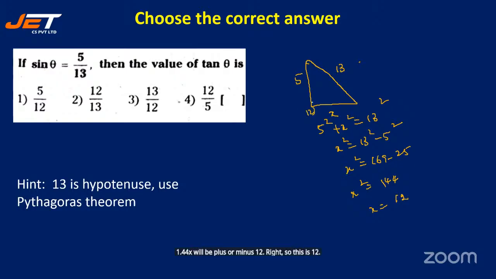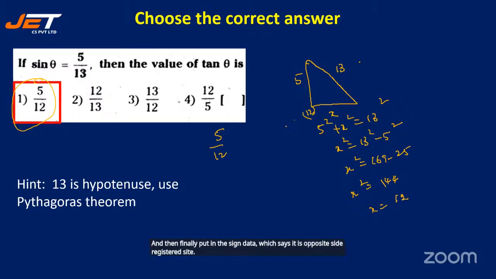What is tan theta? Tan theta is opposite side by adjacent side. So 5 by 12. So your option 1 must be the answer for this. Yes, correct. How? Because it is opposite side by adjacent side. So first we should find out all three sides and then finally put it in tan theta, which is opposite side by adjacent side, that is 5 by 12. All right, students, so quickly understand this.